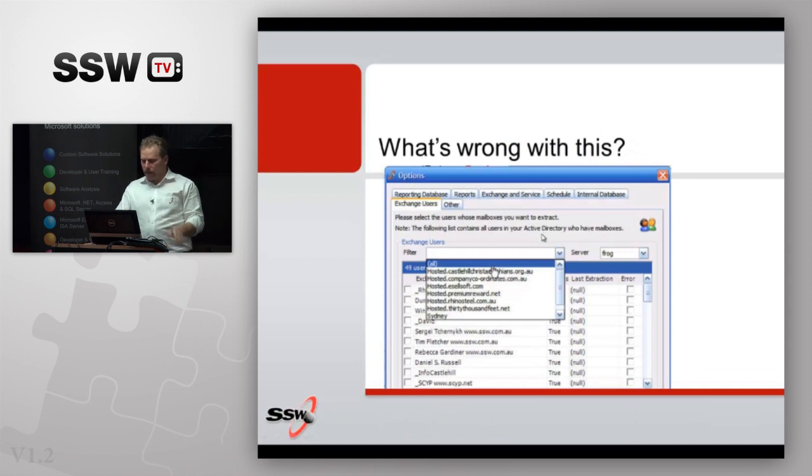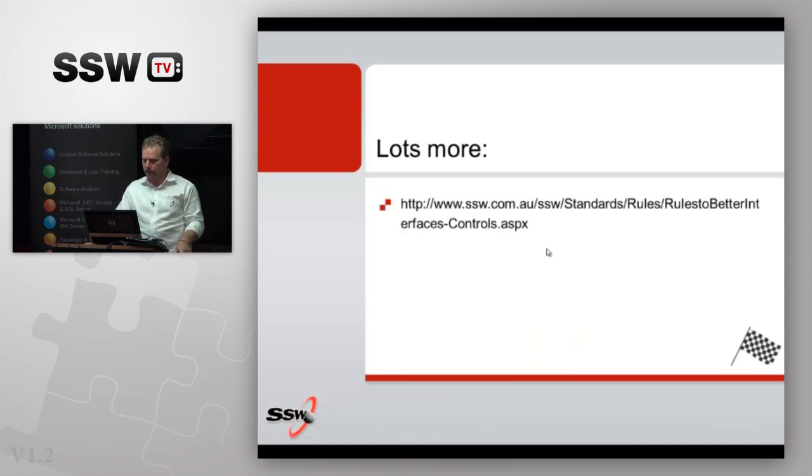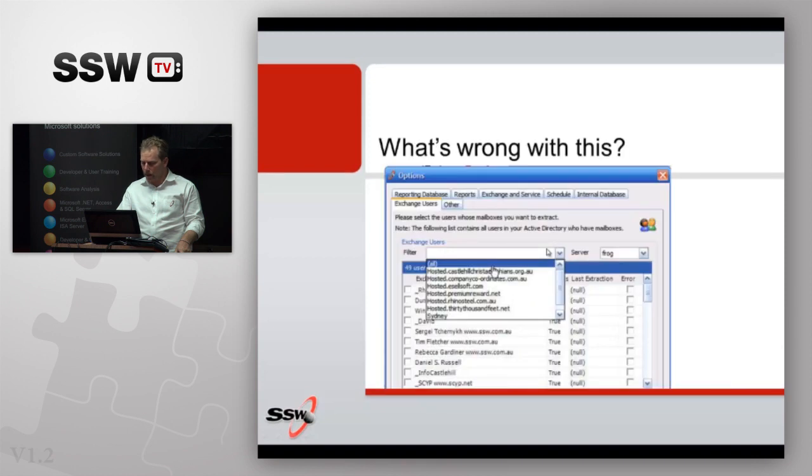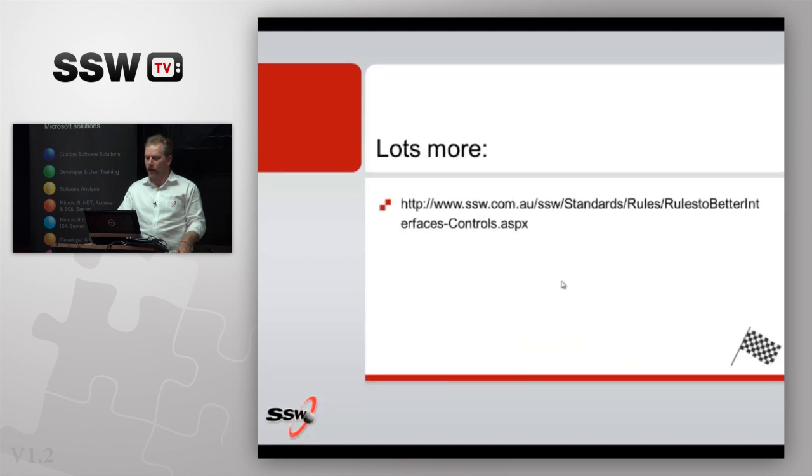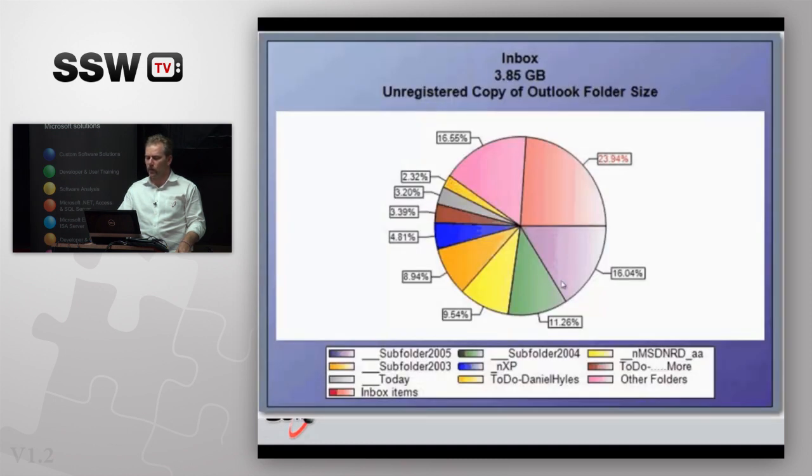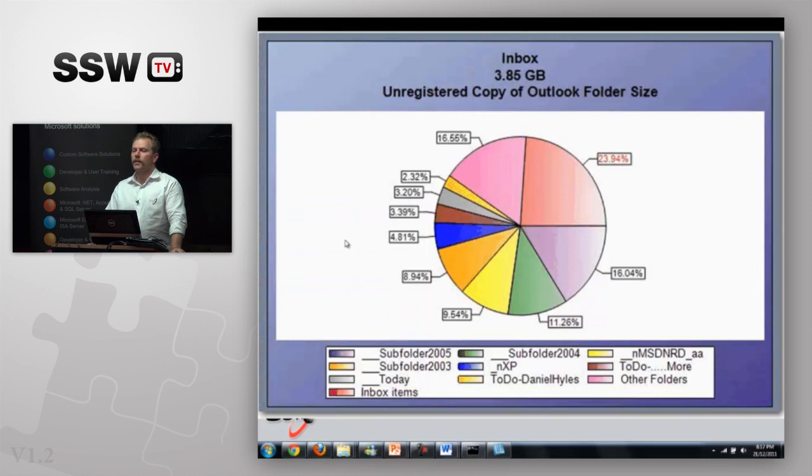What's wrong with this? Well, that's the sorting. All right, we've been through that. Okay, anyway, that's controls. Reports. What's wrong with that? How are we going for time? Let me check. All right, going okay? What's wrong with that?